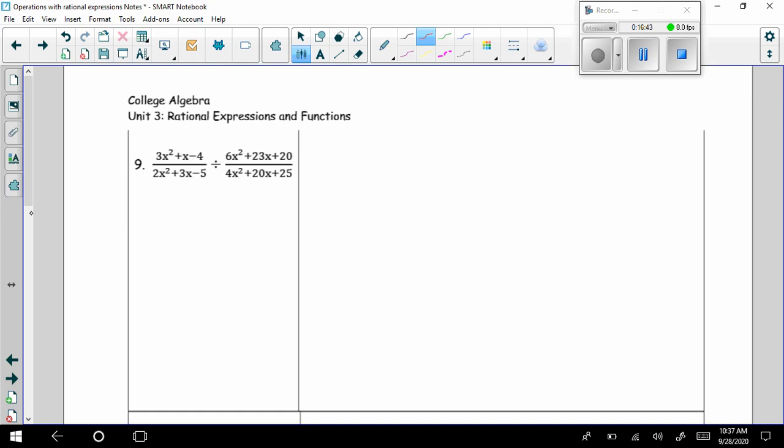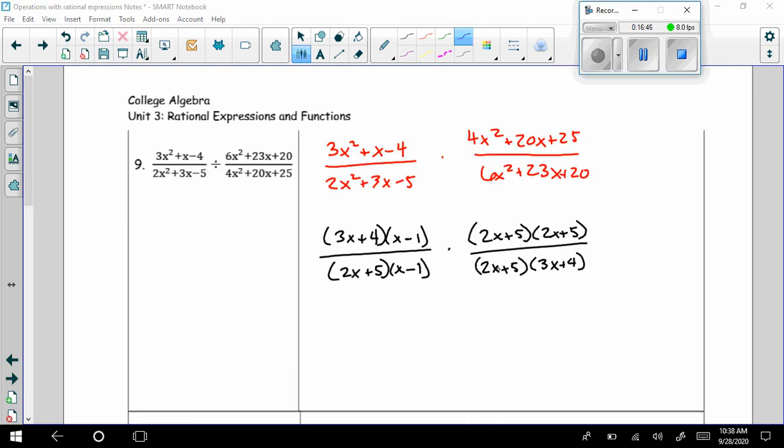Go ahead and pause the video and try this one. Okay, so here we are in factored form. Go ahead and double check all your factors. We're going to cross out the x plus 1s, diagonally the 2x plus 5s. Over here we have vertically 2x plus 5s, and then we also have 3x plus 4s. Everything is canceled. That does not go to 0, it goes to 1.